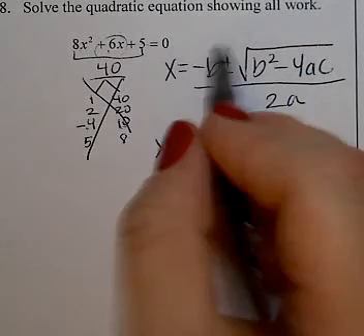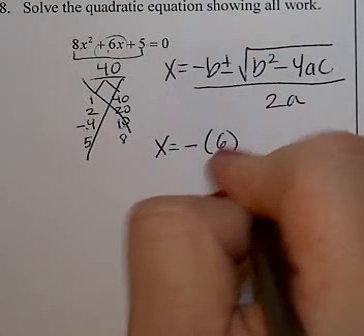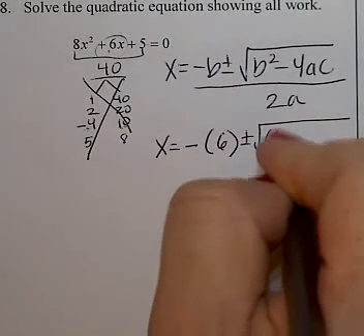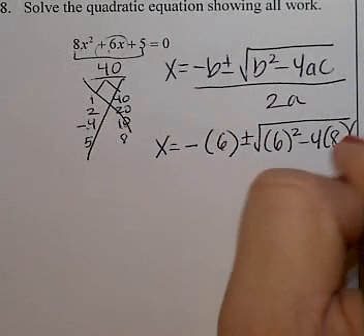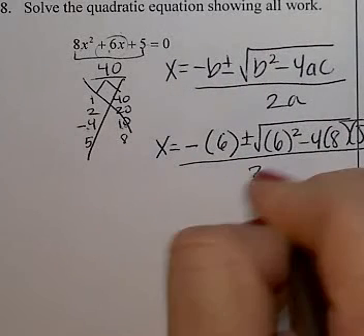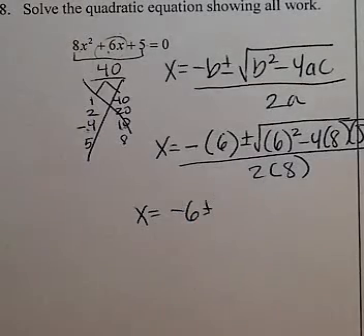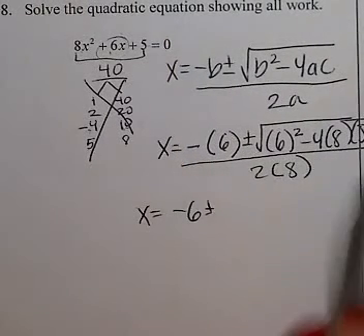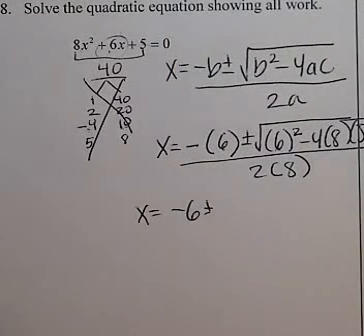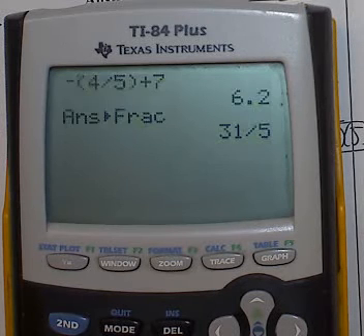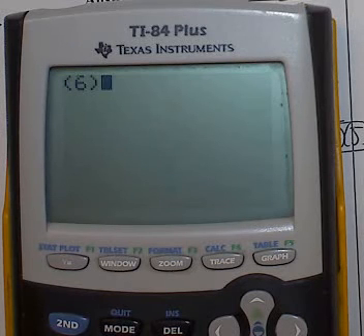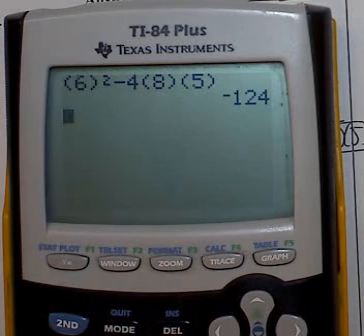So we need to show our work, which I'm doing right now. Then I find the A's, the B's, and the C's. And then I'll let the calculator do the majority of the work for me. So I'm going to figure out the discriminant right now. I'm going to plug it in just like I see it. So I see 6 squared minus 4 times 8 times 5. 6 squared minus 4 times 8 times 5. So I get a negative 124. Ew, that's ugly. Negative 124 inside.